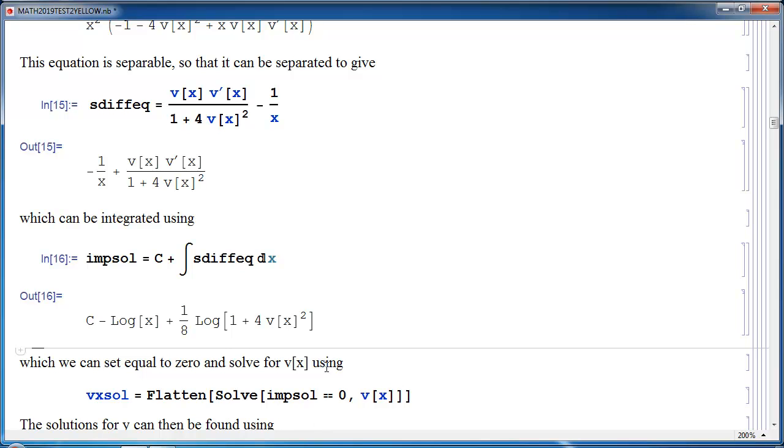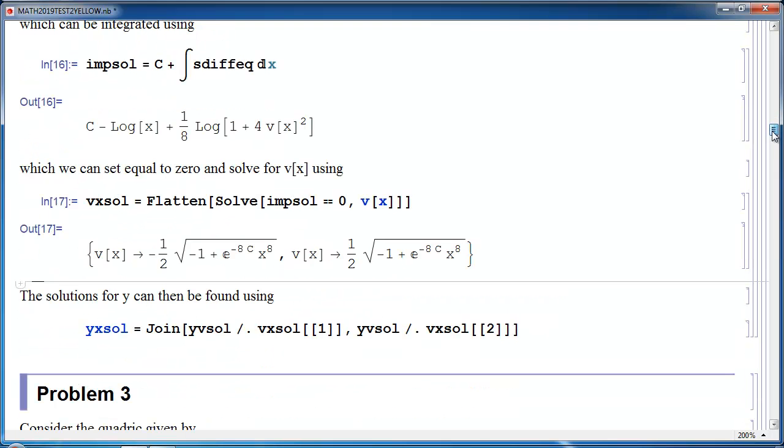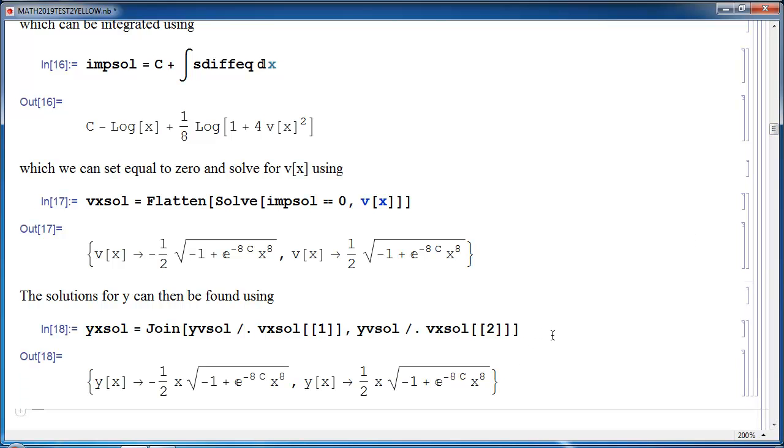And we could set that equal to 0 and solve for v using that, and we'll get 2 solutions. And then finally we want to find the solution for y, and we can do that by applying the reverse transformation. Whichever one of these solutions is relevant will depend on where we start, but this is the general solution. So that's the solution to that problem.